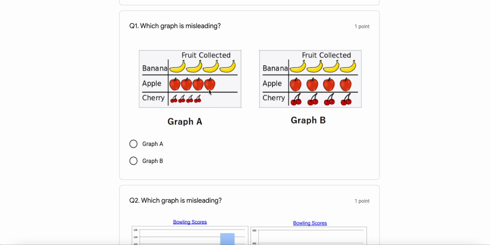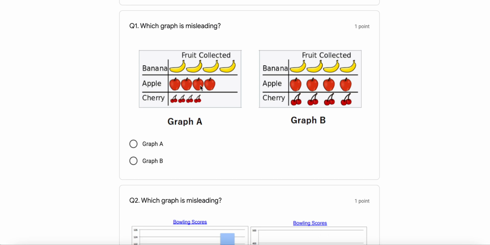Well, graph A makes it look like the amount of cherries collected was really, really low compared to the amount of bananas collected. And that's because these cherries are much smaller than the cherries over here, and much smaller than the bananas and the apples. So it makes it look like less cherries were collected, when in reality, there are 4 images of cherries here, and 4 here, and 4 here. So really, the fruit collected for each fruit was exactly the same. But because they made these images really small, it makes it look like far less cherries were collected.